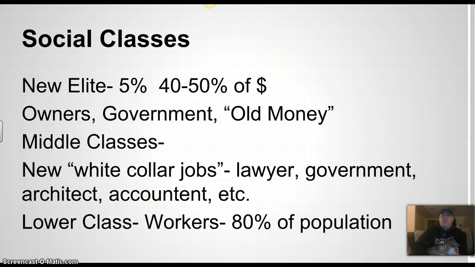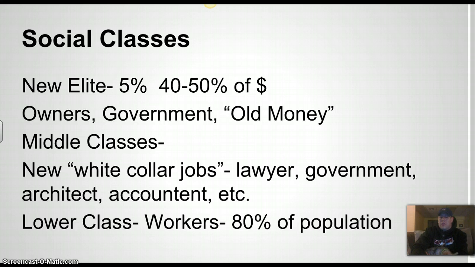Now, with this also came new social classes. As you look at this, you have a new elite. About 5% of the population had over half the money. These would be the big factory owners, the big government rulers, and the quote-unquote old money, people that had all kinds of money from old history that has been passed down to them. So 5% owns about half the money.